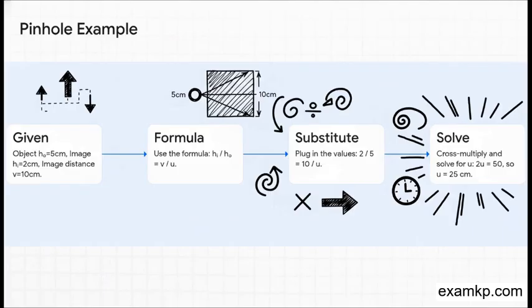Okay, let's put that formula to work with a typical exam question. So, an object is 5 centimeters tall, and it forms an image that is 2 centimeters tall on a screen 10 centimeters away. We need to find the object distance, which we call U. All we do is set up our formula. Image height over object height equals image distance over object distance. That gives us 2 over 5 equals 10 over U. You just cross multiply, which gives you 2U equals 50. A little bit of simple division and you get your answer. U equals 25 centimeters. See? Not so bad at all.